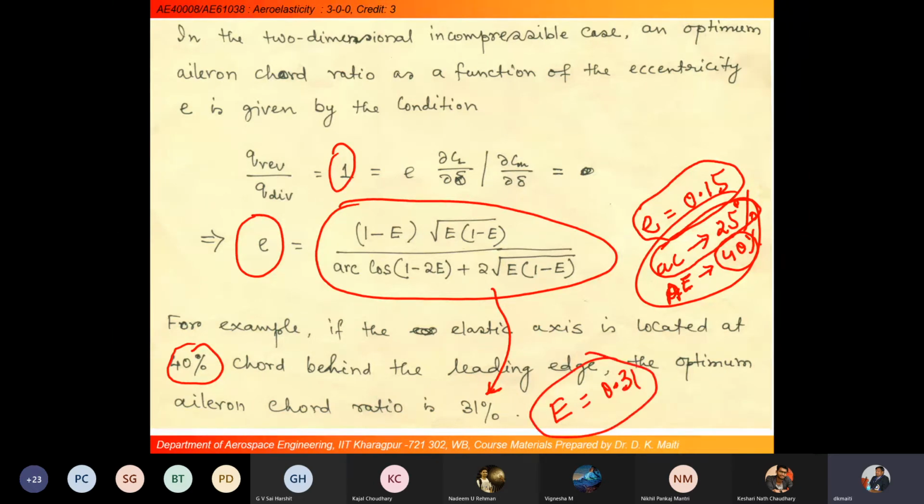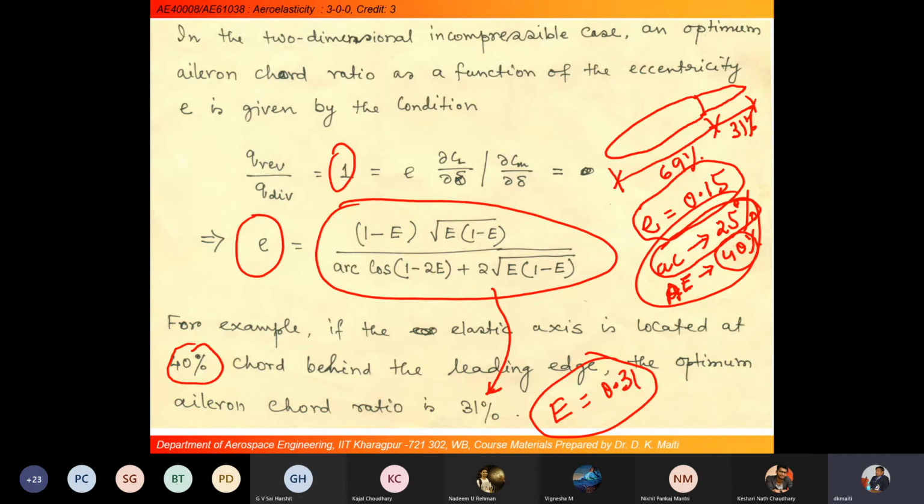So, this is the ideal condition if we can maintain a control surface length of 0.31 of the chord length for an aerofoil. If we look at it, we will have a control surface like this. So, this portion is 31% and this portion will have 69%.